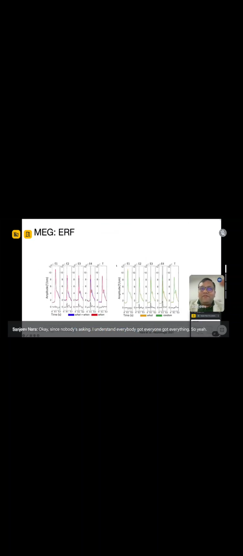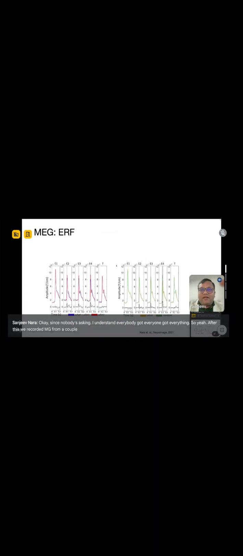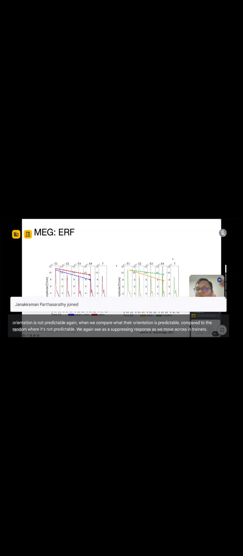After this, we recorded MEG from a couple of participants, and we plot it here. What you see is the activity from occipital channels, which are close to visual areas. First, we needed to verify that there is some sort of expectation suppression going on. What you see in the blue curve experiences more suppression, which is the what plus when condition, where orientation angle and timing are both predictable, compared to the case where orientation is not predictable. Again, when we compare what, where orientation is predictable, to the random condition, where it's not predictable, we again see a suppressing response as we move across entrainers up to the target.